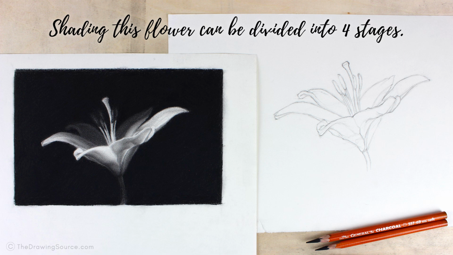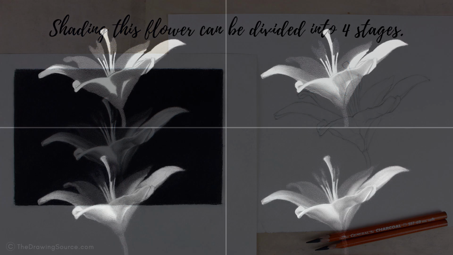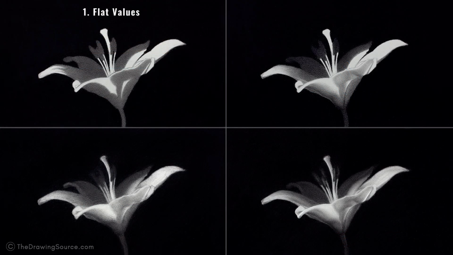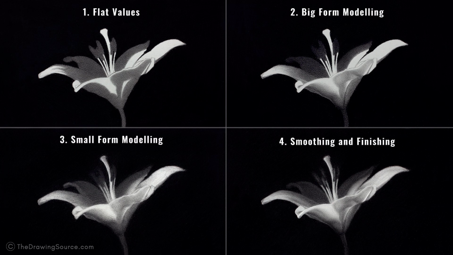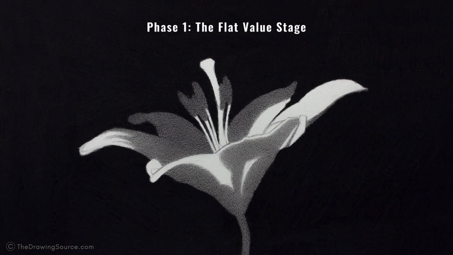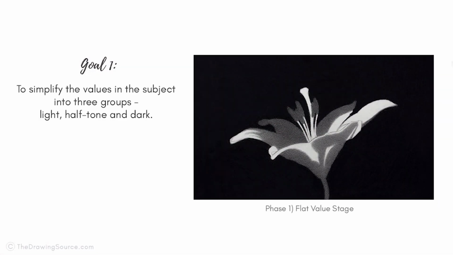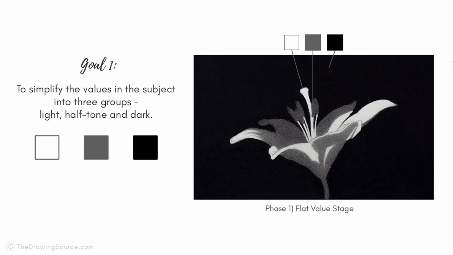Shading this flower can be divided into 4 stages: flat values, big form modeling, small form modeling, and smoothing and finishing. The flat value stage. In this first stage, we have 3 main goals. The first is to simplify the values of our subject into 3 groups: light, halftone, and dark. This is called establishing the value structure.